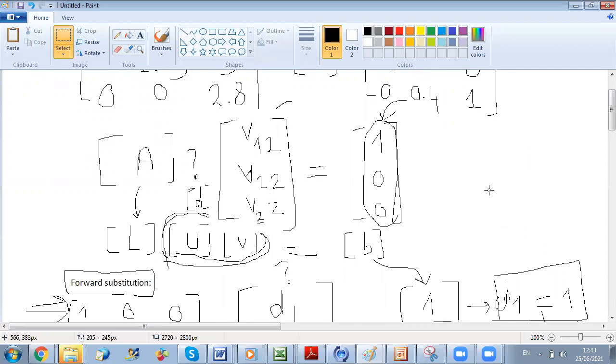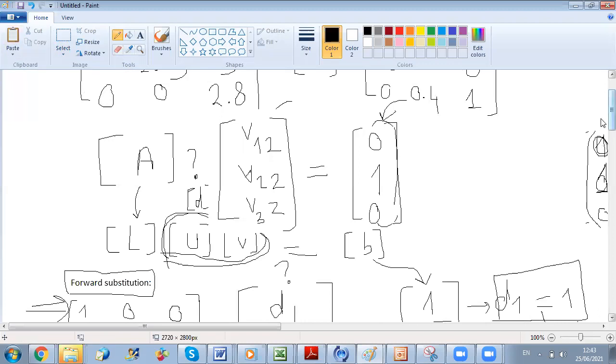As a result, I expect to have the second column of the identity matrix, so here I will have a 0 instead of 1, here I will have 1, and here I will have 0. So the updated B vector now will be 0, 1, 0. The steps will remain the same.